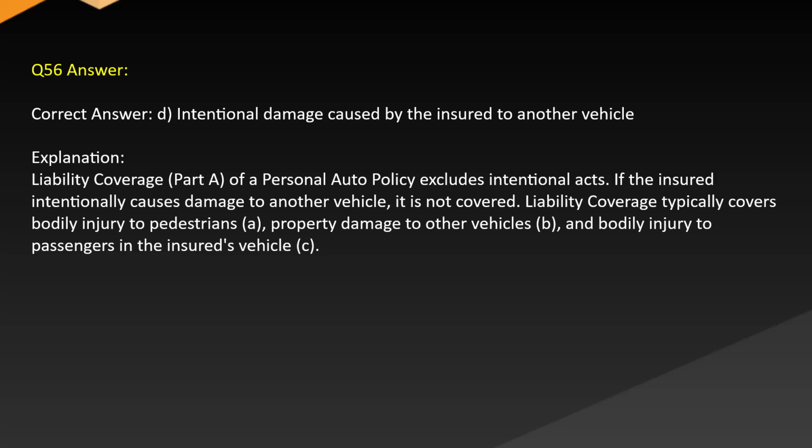Explanation. Liability coverage Part A of a personal auto policy excludes intentional acts. If the insured intentionally causes damage to another vehicle, it is not covered. Liability coverage typically covers bodily injury to pedestrians, A, property damage to other vehicles, B, and bodily injury to passengers in the insured's vehicle, C.